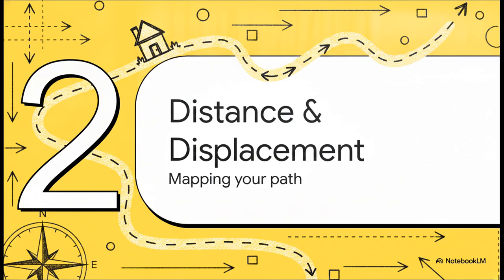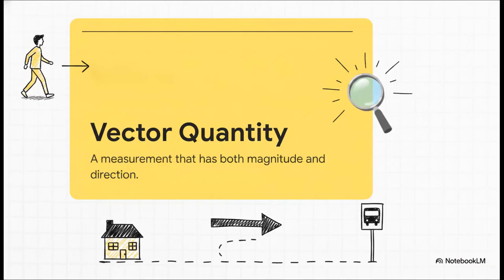Distance, Displacement, and Direction. Mapping your path. As you step out your front door and start walking, well, things get a little bit more mathematically interesting. Before we can really measure your morning walk to the bus stop or the coffee shop, we've got to establish the crucial difference between two types of measurements, scalar and vector quantities.